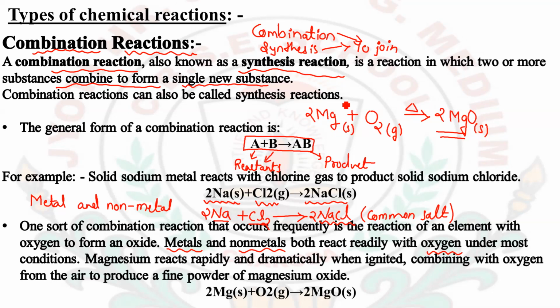But here you have seen that a metal reacted with a non-metal. One more example we can take for a non-metal. When coal is burnt in the presence of oxygen, CO2, carbon dioxide, is produced. Here carbon is a non-metal, and when it reacts with oxygen, carbon dioxide is formed. This is also a combination reaction, because there are two reactants and only a single product. These are the different types of combination chemical reactions.